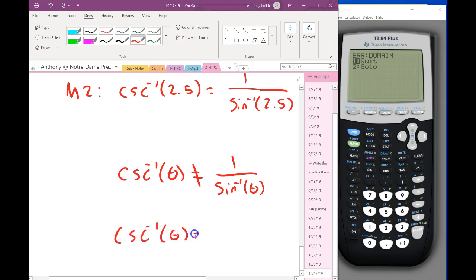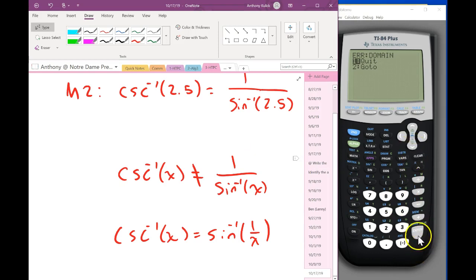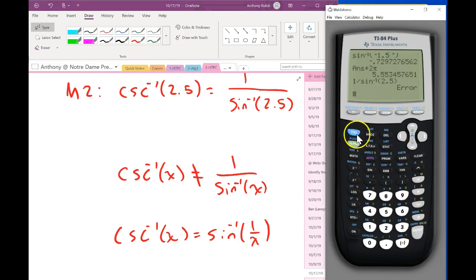Cosecant inverse of theta is sine inverse of, I should probably say x's here, not thetas, because these aren't angles that we're taking, is going to be sine inverse of 1 over x. If I do that now, I get what I wanted, or what I was expecting.